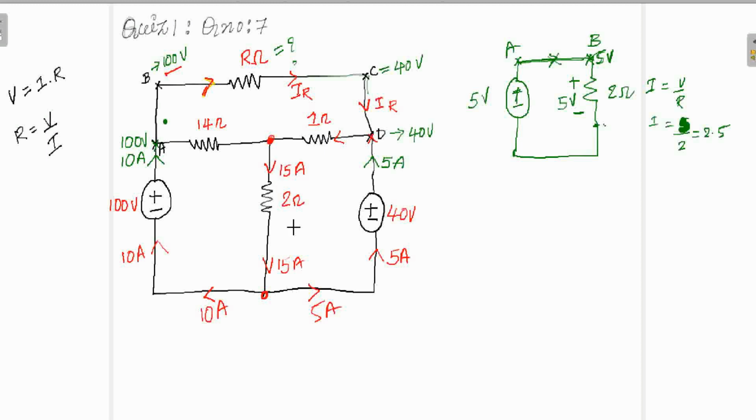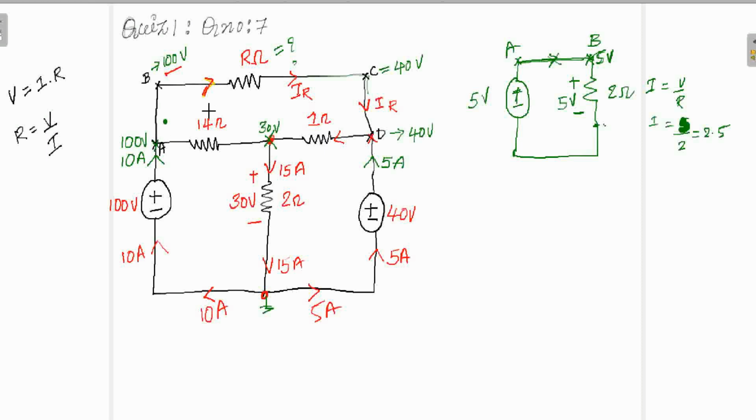So if it is 15 amps, then what will be the voltage? 15 into 2, that is your 30 volts. So if it is 30 volts, what will be the voltage at this point? That is your 30. 30 minus, this is your lower potential. So 30 minus 0, so 30 volts.